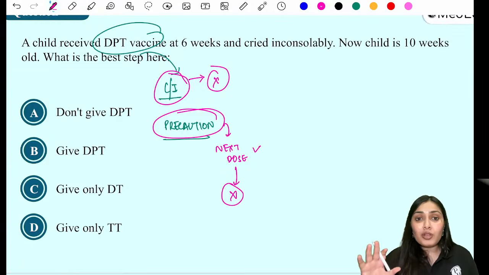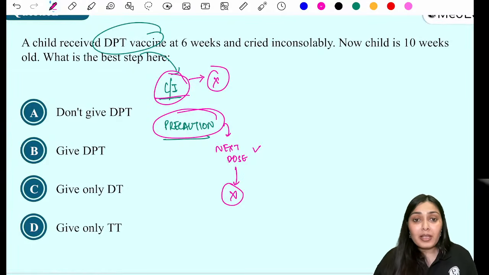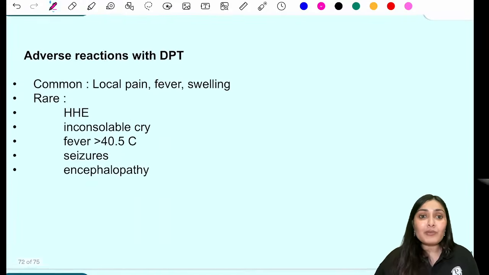So with that, now let's learn the scenarios where I'm not going to give. That means the next dose will be contraindicated. And what are the scenarios where I will have a precaution? That means I will give the next dose, but if it repeats at the next dose, I won't give any subsequent doses. So let's understand the adverse reactions of DPT.